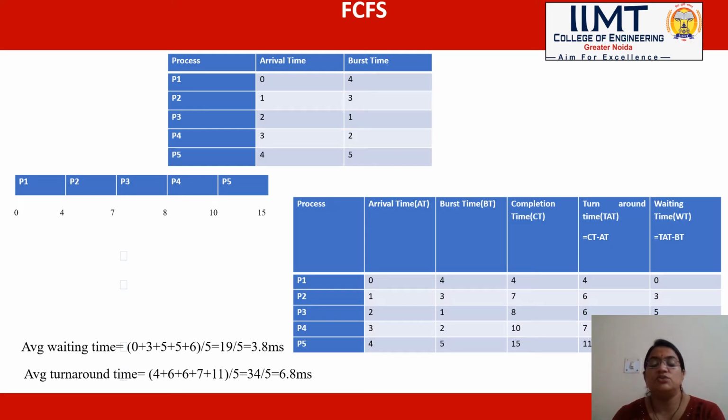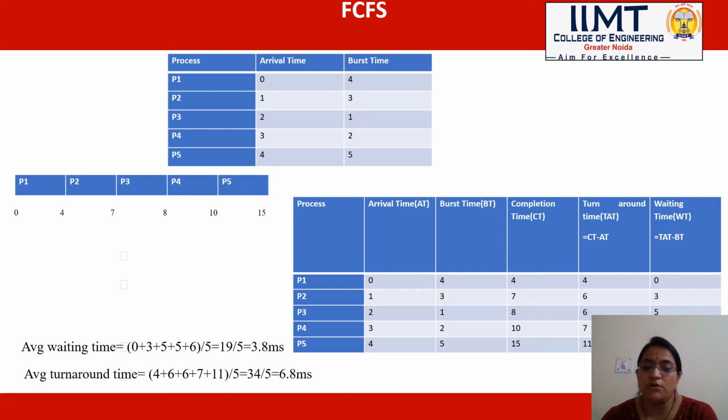And waiting time is equal to turnaround time minus burst time. So the turnaround time of P1 is 4 seconds and burst time is 4 seconds, which means waiting time is 0 seconds. For P2, turnaround time is 6 seconds and burst time is 3 seconds, which means waiting time is 3 seconds. For process P3, turnaround time is 6 seconds and burst time is 1 second, which means waiting time is 5 seconds.